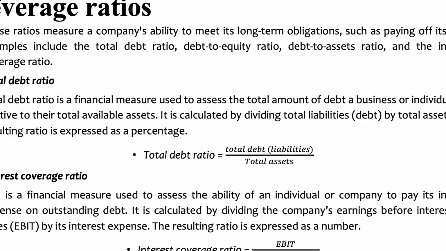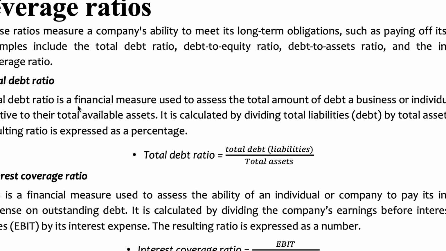So the third type of ratio is the leverage ratio, which measures the company's ability to meet their long-term obligation. So it is also called debt ratio. They include total debt ratio, debt to equity ratio, debt to asset ratio, and the interest coverage ratio. So let's look at some of them.